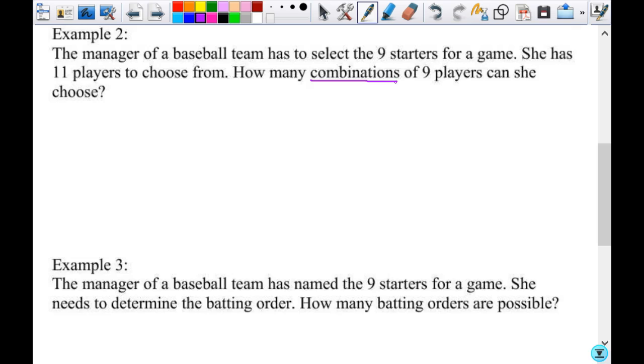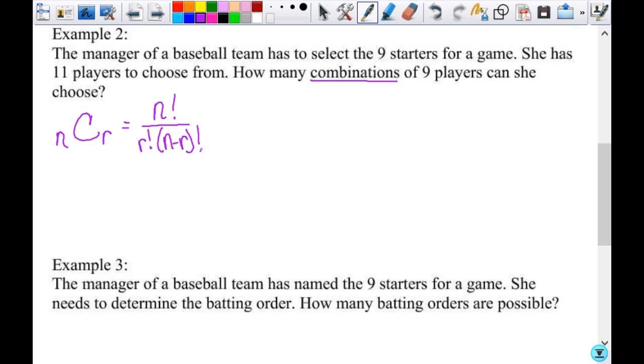But I'm just picking 9 players. It doesn't say that she's giving them positions or anything, just picking 9 people. So it is a combination, which means there's going to be n things taken r at a time. So that is n factorial divided by r factorial times n minus r factorial. So there's my combination formula.